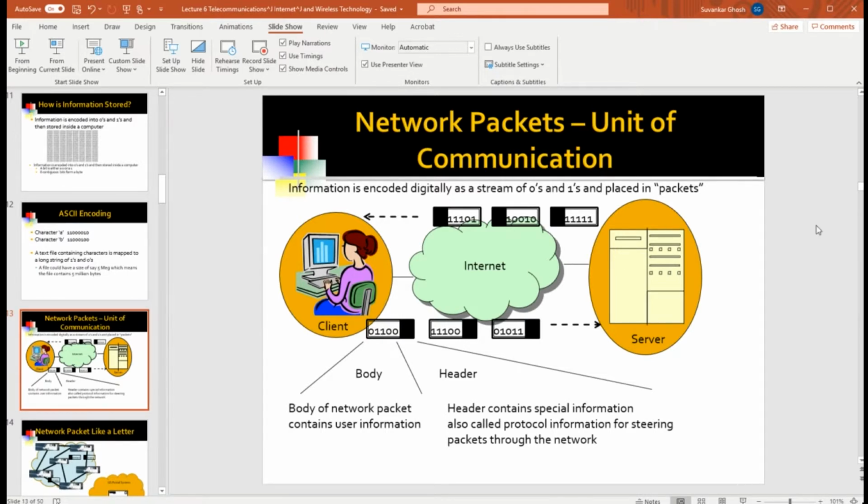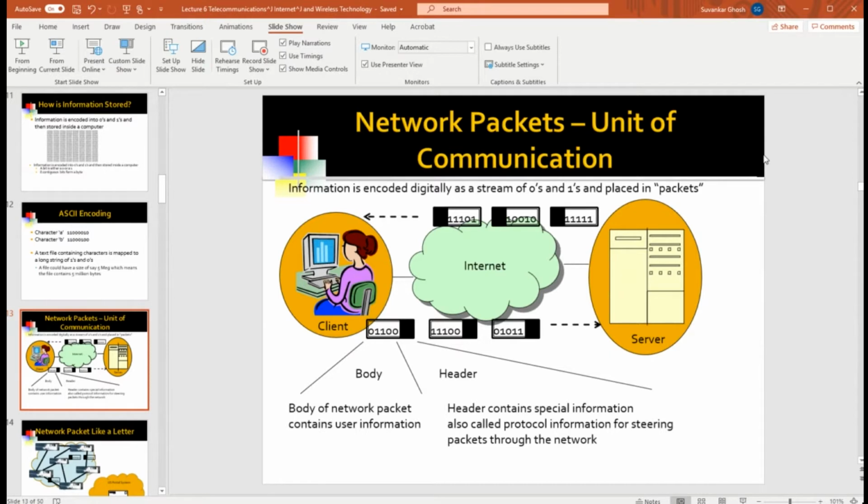So the packet has this kind of structure. There's a body to the packet, and then there's a header to the packet. It's in the body of the packet that the chunk of the user file is kept.